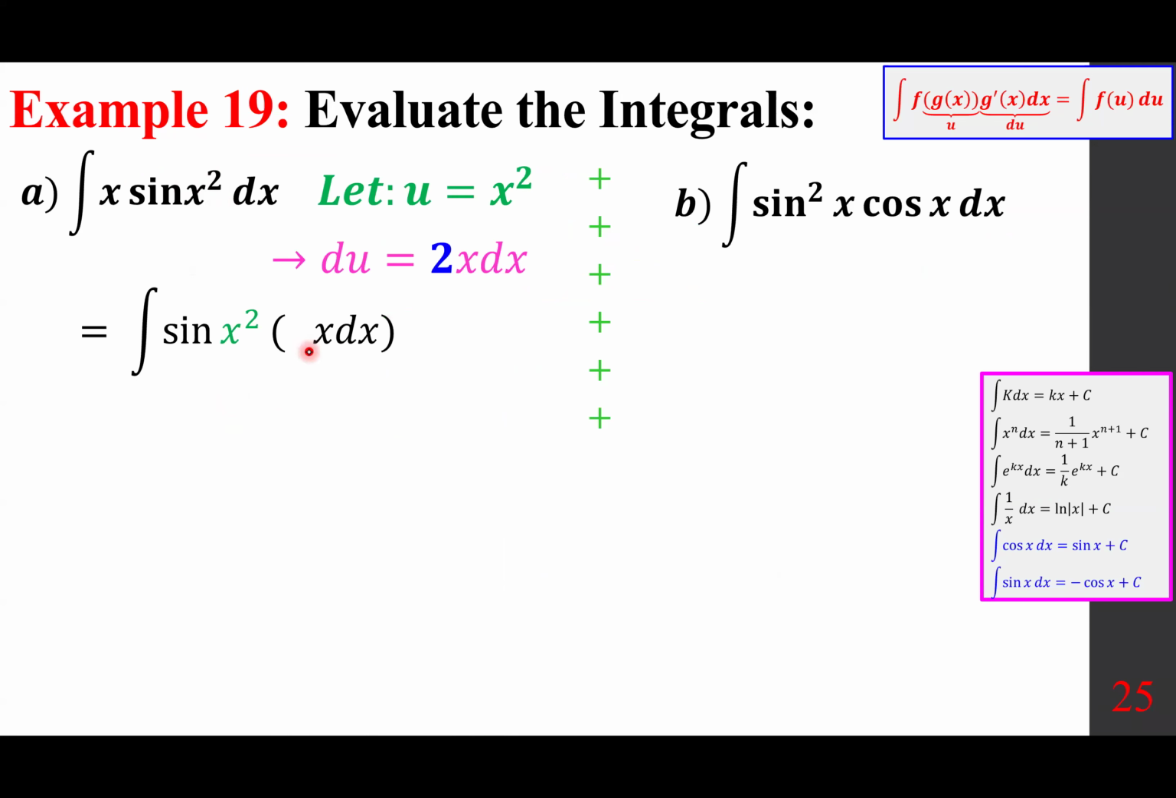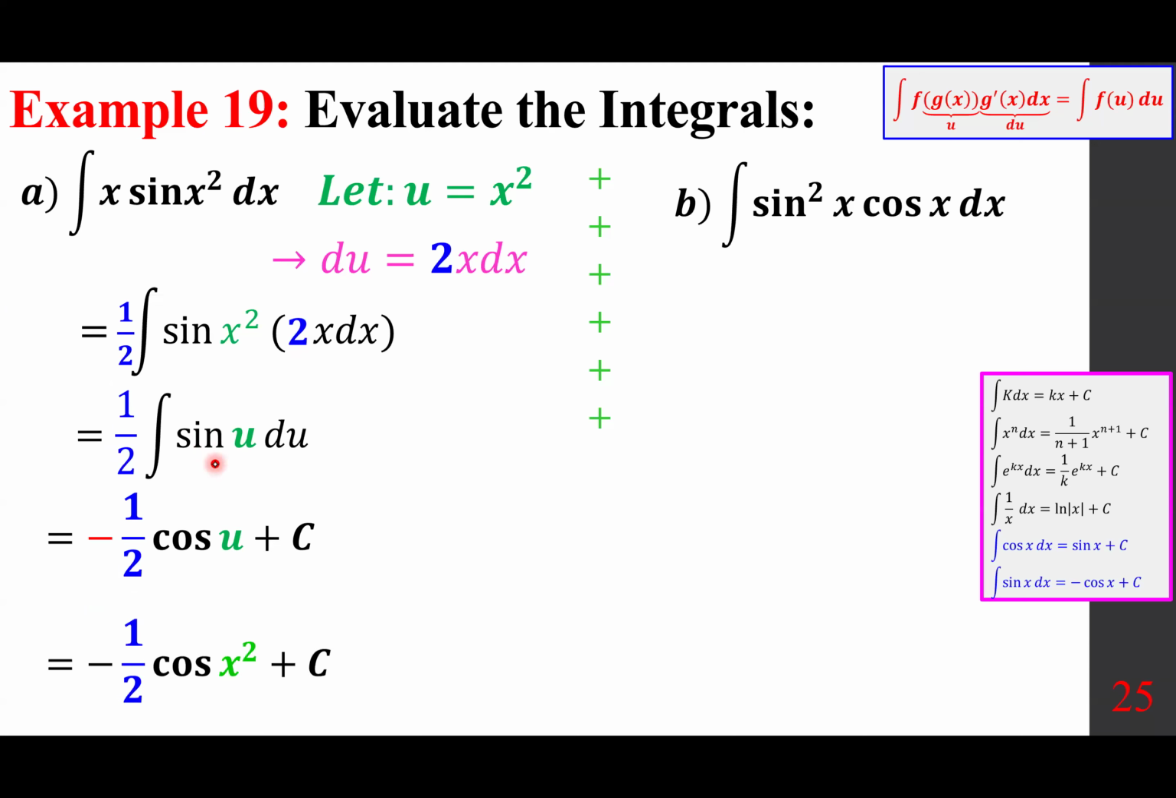Number 2 is missing. So we throw in 2 and its reciprocal 1/2. So we write it as half of the integral of sine u du. Therefore, the integral of sine is negative cosine, which results in negative 1/2 cosine u and a constant. Replace the u and we are done.